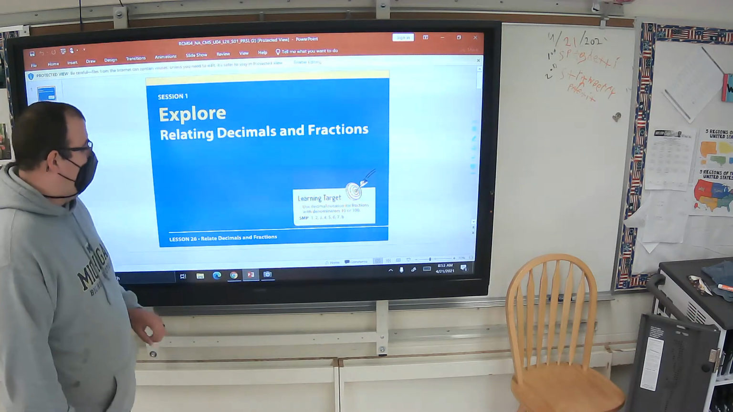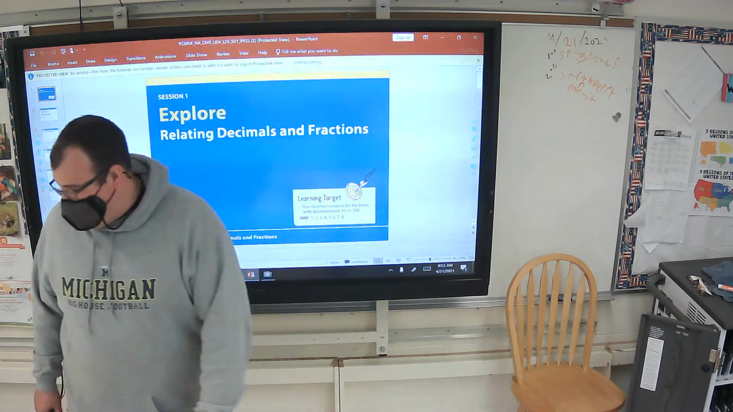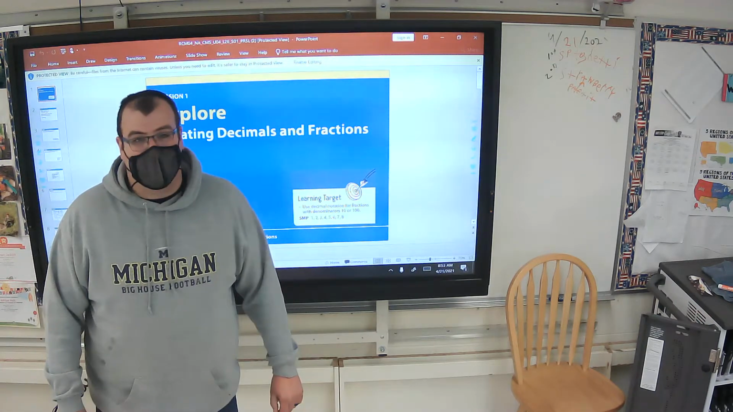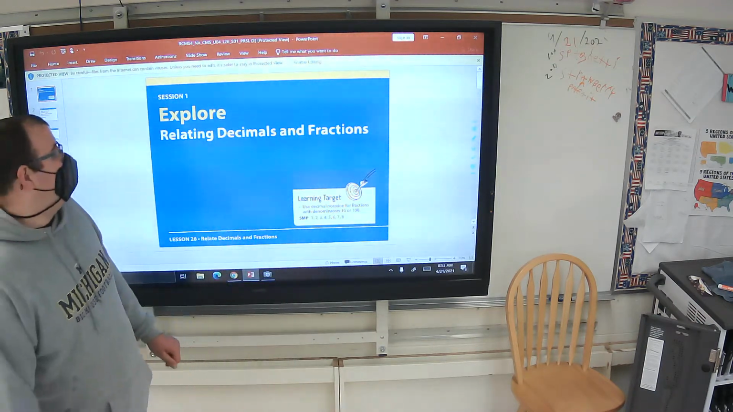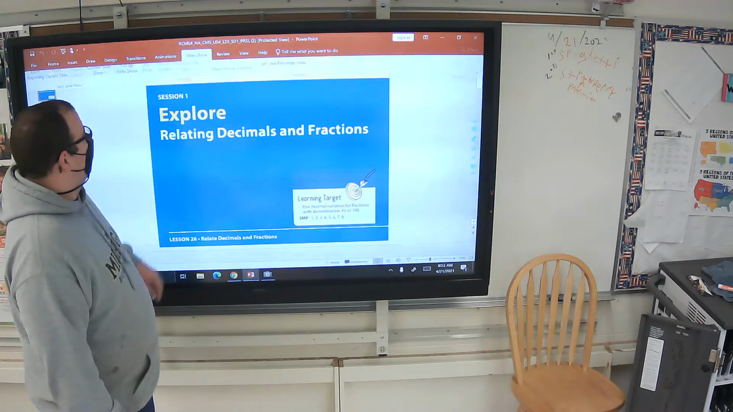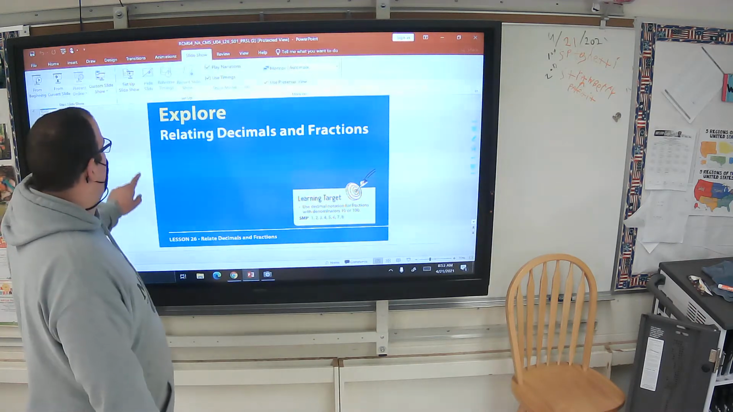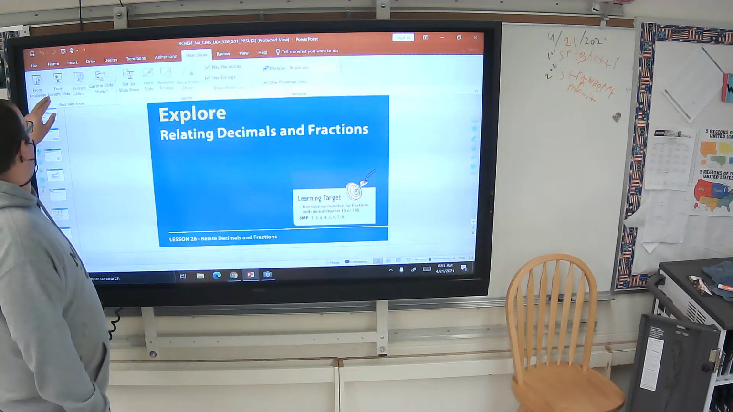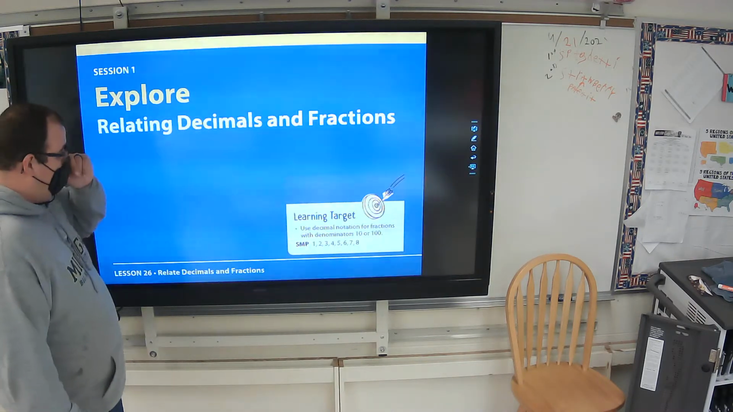Today we are skipping up a little bit. We're going to lesson 26, session 1, on page 535. We are moving into talking about fractions and decimals and how they're related.